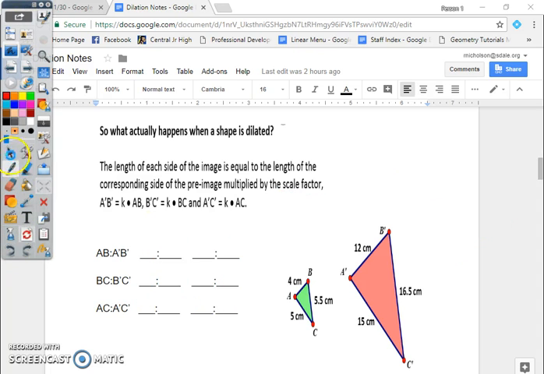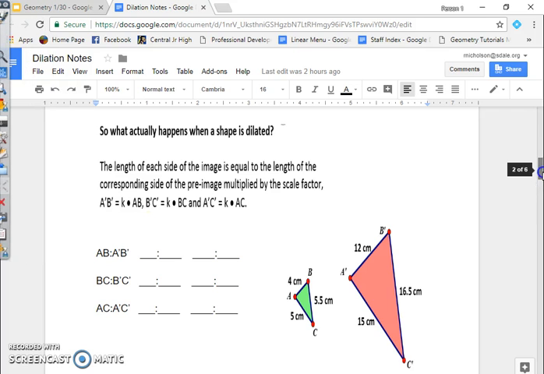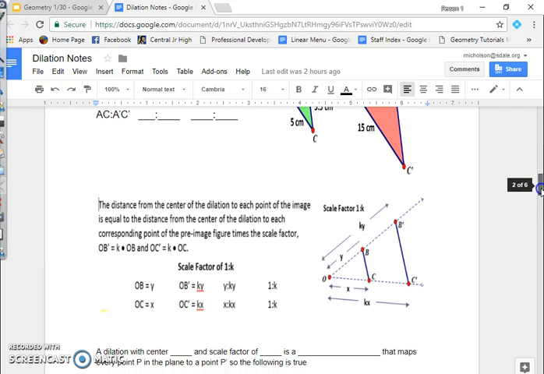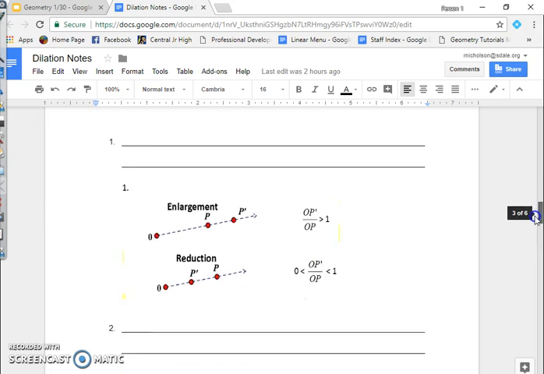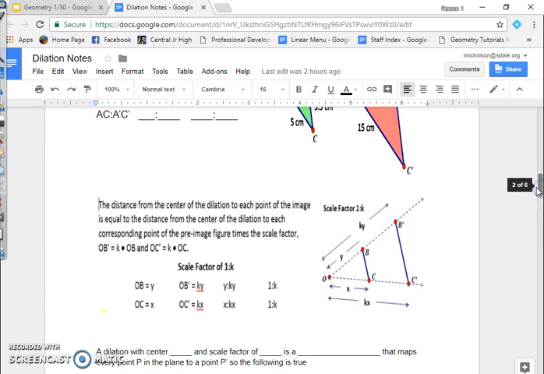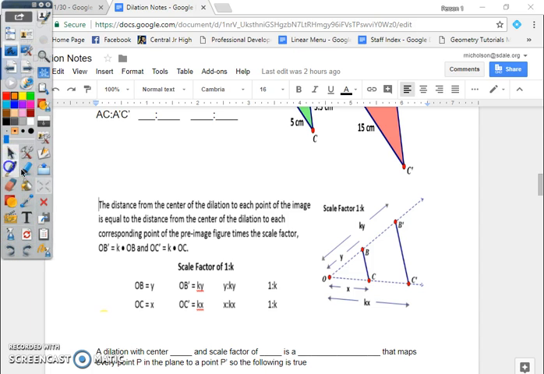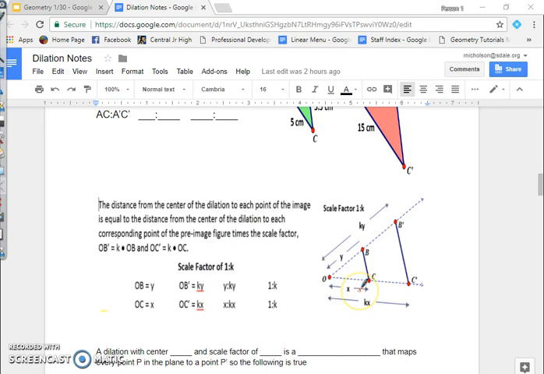So if we had a dilation center, what have we called our centers? How have we noted that? Not 0, 0 necessarily. How have we noted our centers, like when we were doing transformations? Point O, right? So a dilation with center O.